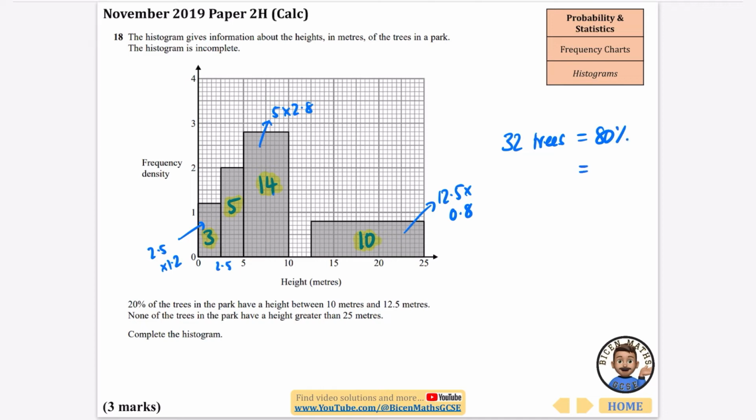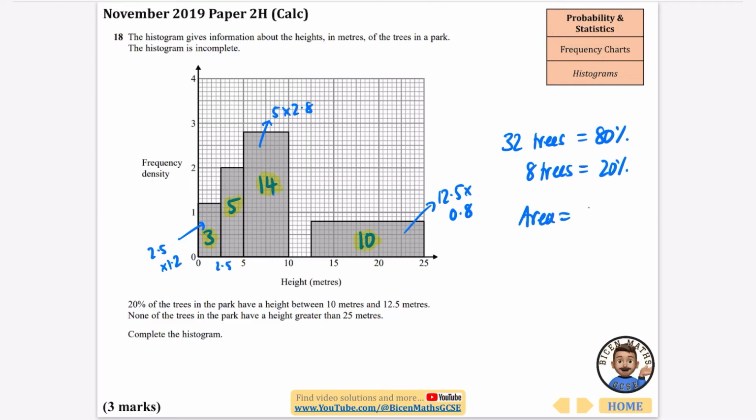And we need to find out 20% of the trees to complete the histogram. So 20%, if 80% are 32, 20% will be 32 divided by 4, which is 8 trees. So I need to represent 8 trees. So the area is going to be 8, or the frequency is going to be 8.